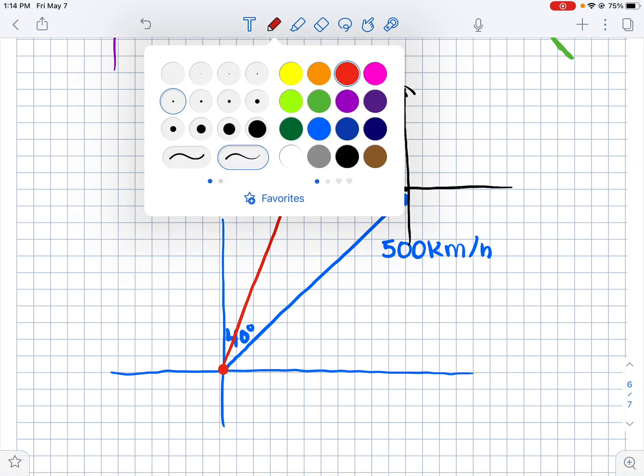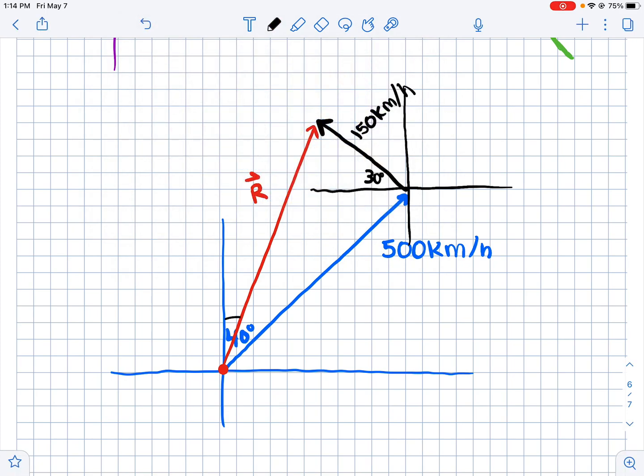Let's figure out some missing angles. So I know since this angle here is 40 degrees, using parallel lines, I know this line is parallel to this line. So I know that this angle down here would be 40 degrees also, because alternate angles. And since these two angles add up to 90, I know this would be 50 degrees. So now I can tell this whole angle in here would be 80 degrees. Okay, and that's all I really need, because now I can do cosine law to find the magnitude of the resultant vector.